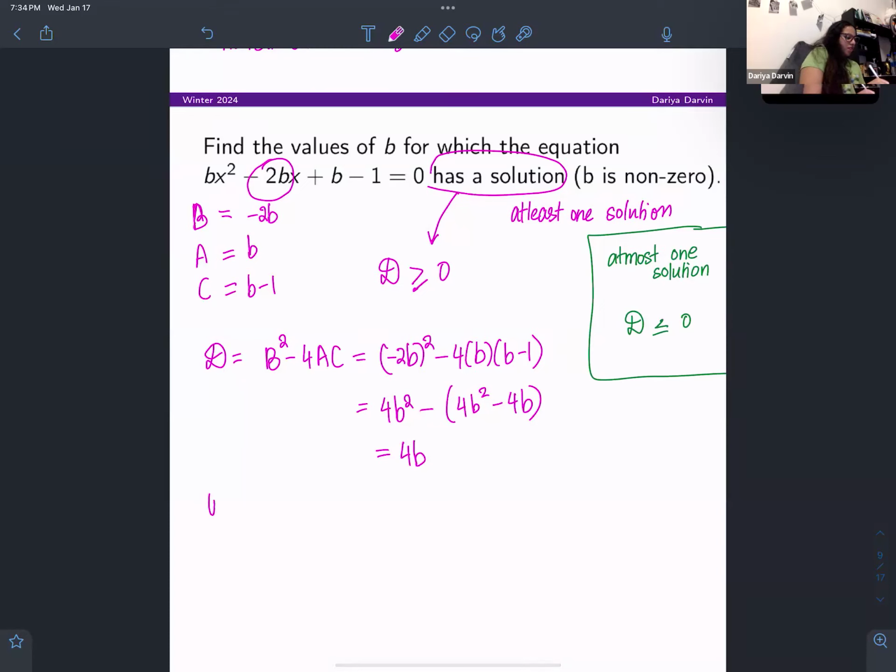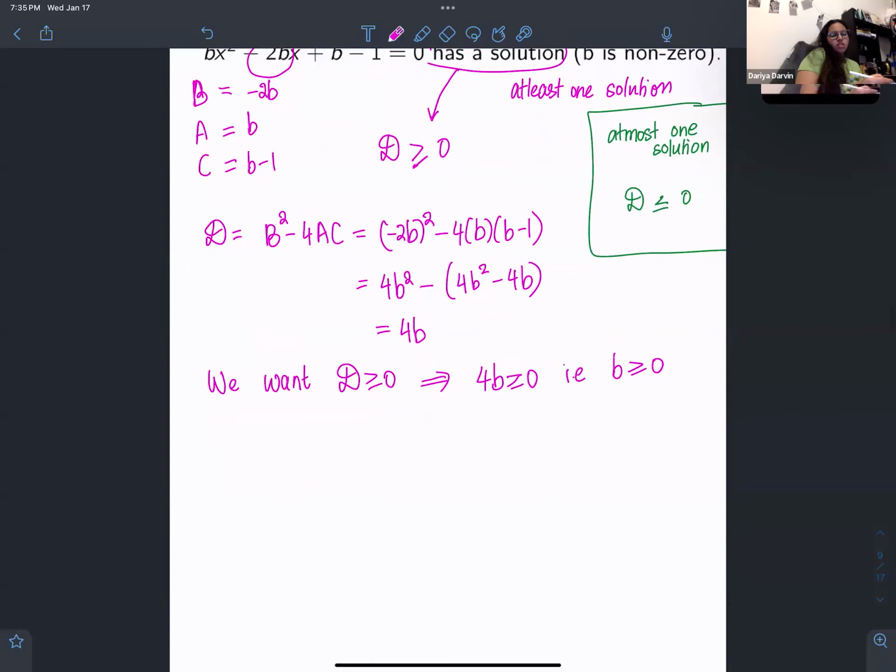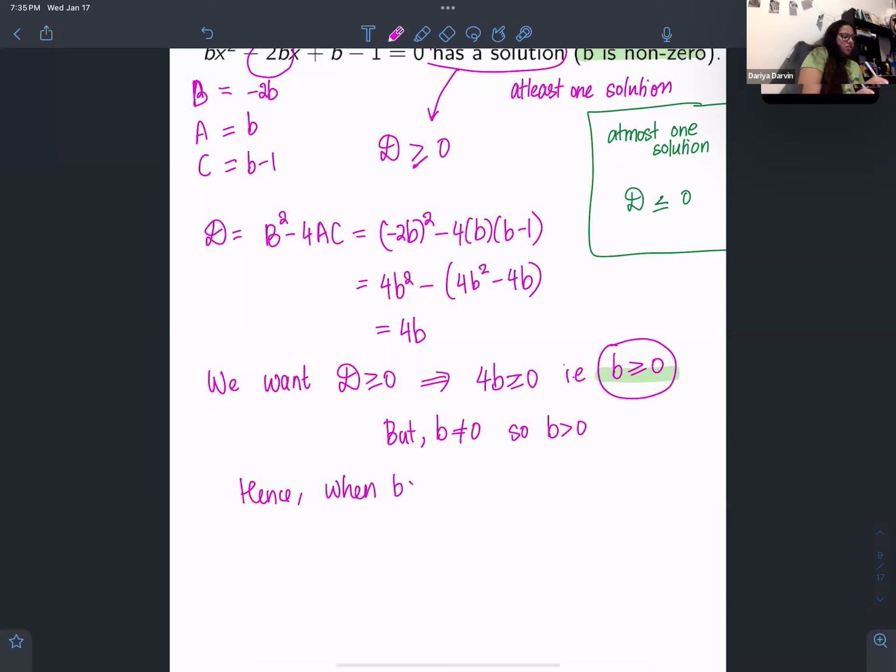So here we want d greater than or equal to 0, which means I want 4b greater than or equal to 0, i.e. b greater than or equal to 0. But we are given what's special here? Look at this. We are told b is not equal to 0, so my final answer is b greater than 0. Hence, when b greater than 0, this thing has a solution.